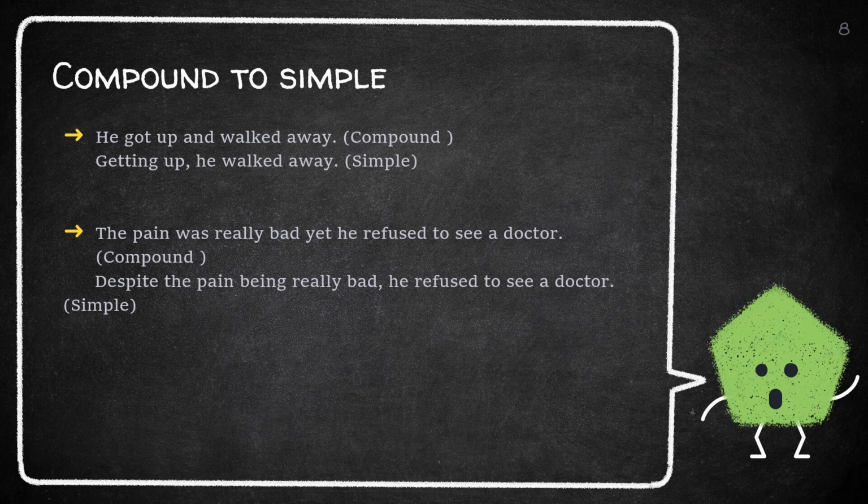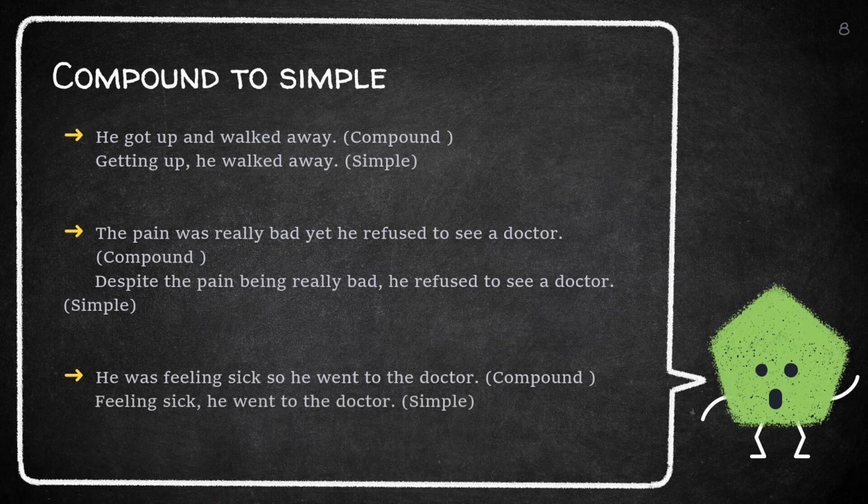The third set is, he was feeling sick, so he went to the doctor. Feeling sick, he went to the doctor. Here again, was feeling, which is a finite verb, has been turned into feeling, which is a present participle. Let us move on to the next part.